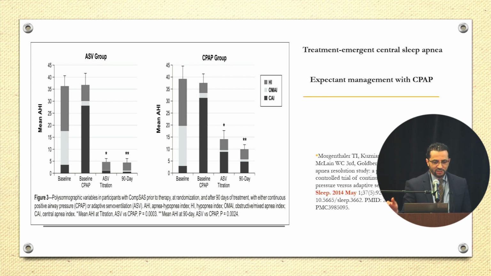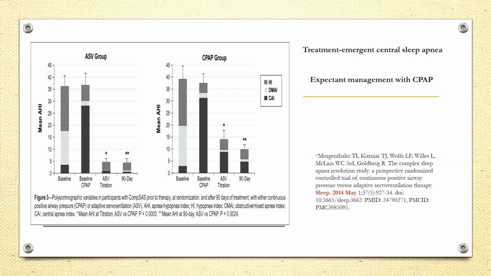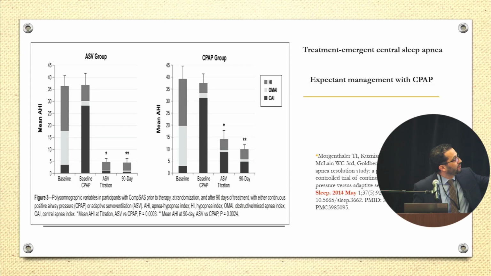Mean AHI, usually in severe obstructive sleep apnea, is more than 35 per hour. And when they titrate them to CPAP, the black bar here is the central events, or central apnea index. They developed central sleep apneas and they compared them. They titrated one group with ASV right away and followed them for 90 days. The other group was called the CPAP group, on the right side. They tried ASV titration initially, and they continued with CPAP after that.